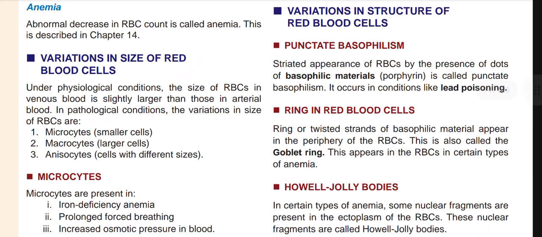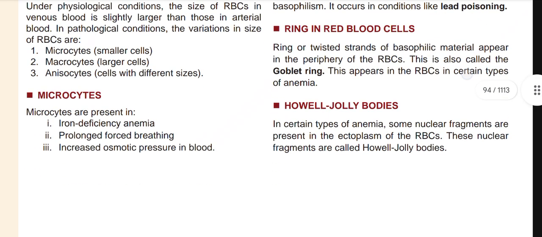Ring in red blood cell: ring or twisted strands of basophilic material appear in the periphery of the RBCs. This is also called the Cabot ring. This appears in RBCs in certain types of anemia. Howell-Jolly bodies: in certain types of anemia, some nuclear fragments are present in the ectoplasm of the RBCs. These nuclear fragments are called Howell-Jolly bodies.